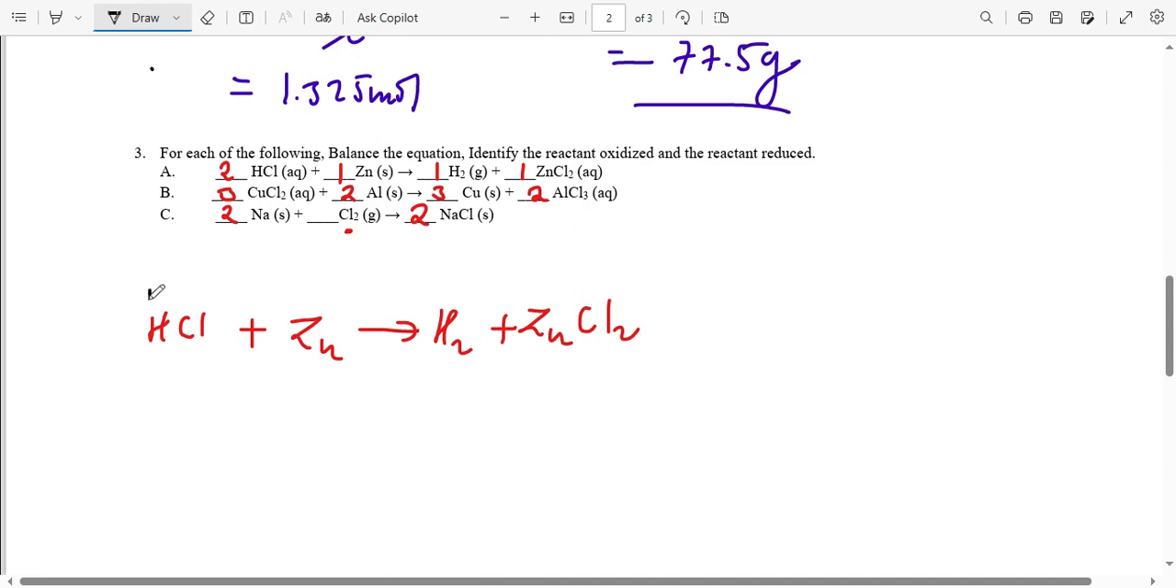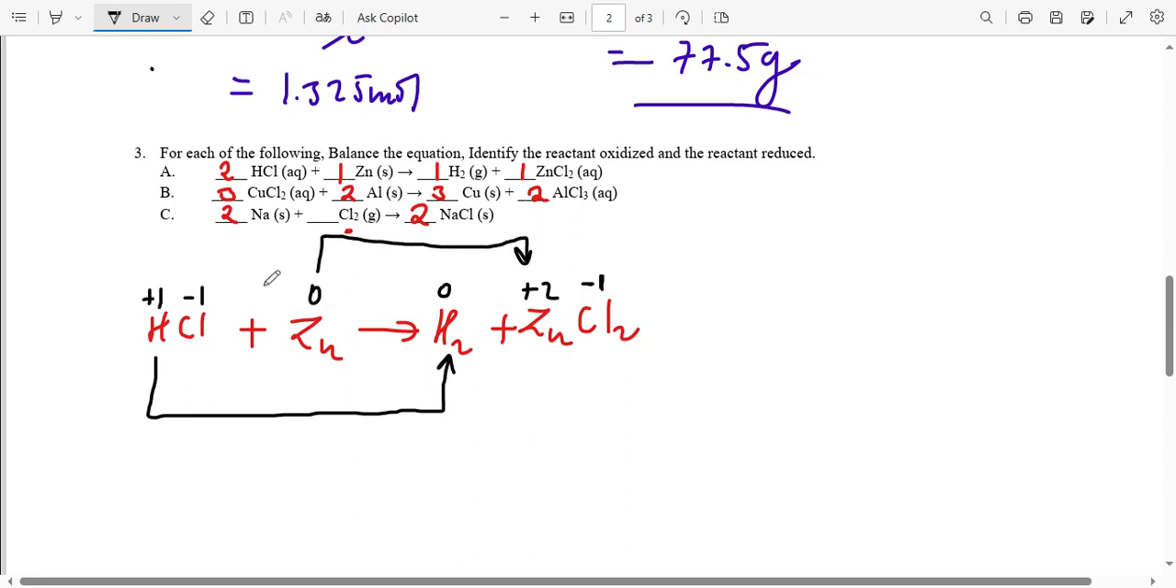Hydrogen, the oxidation number is positive 1, chlorine is negative 1, zinc is just alone, so it's 0. This side hydrogen alone is 0. Here is zinc. Chlorine we know is negative 1. So this will mean that zinc will be positive 2 because 2 times negative 1 is negative 2, which should balance with the oxidation number for zinc. Hydrogen is moving from 1 to 0. Chlorine hasn't changed. Zinc is moving from 0 to 2. When something is reducing oxidation number, that is reduction. When a compound is increasing oxidation number, that is oxidation.